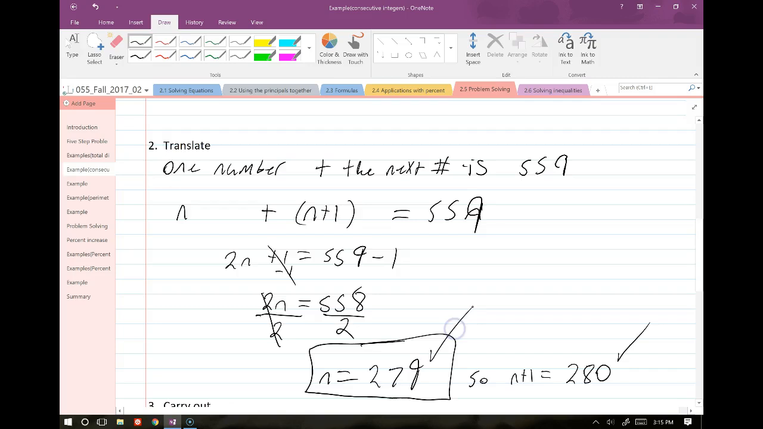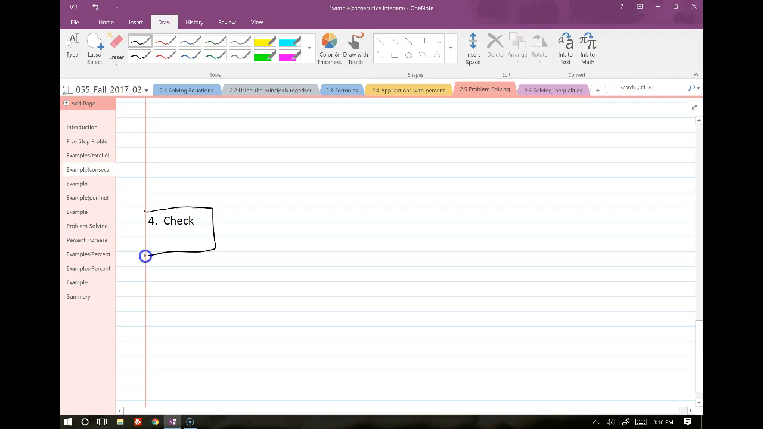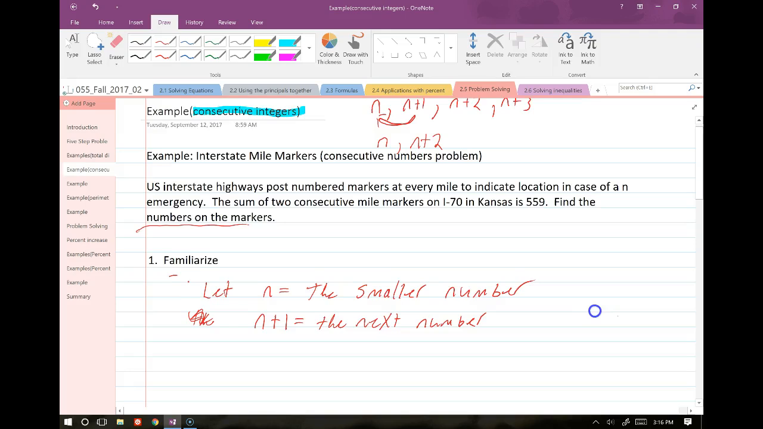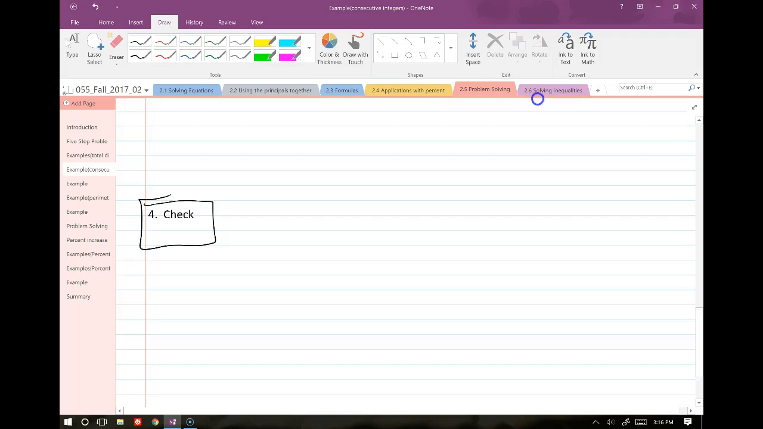Oops, so I carried out a step early. I got a little excited. I also checked two steps early, you guys saw there. And how do I state this one? Let's go back to the original problem. We would say, I guess you would say, the mile markers that sum to 559 are 279 and 280.